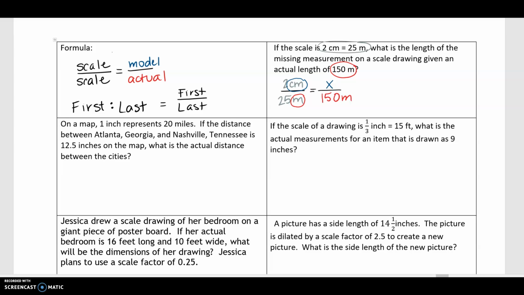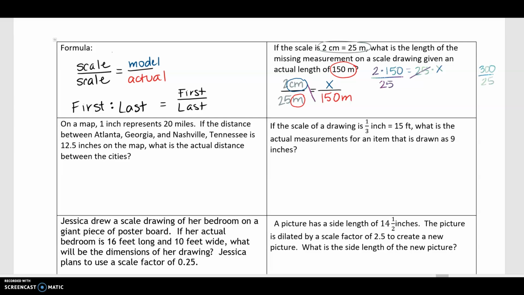We're going to multiply the number in the diagonal without our variable. So we're going to do 2 times 150 equals 25 times X. And then you're going to divide by the number with X, right? So I know that 15 times 2 is 30. So 150 times 2 is 300. So I have 300. And then I need to divide it by 25, okay?